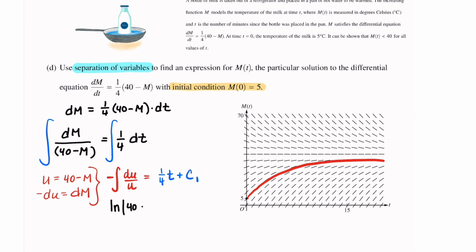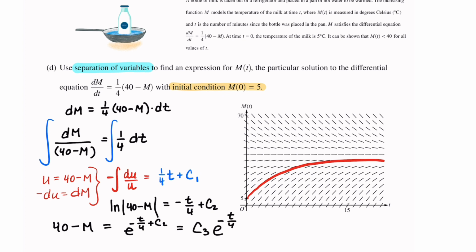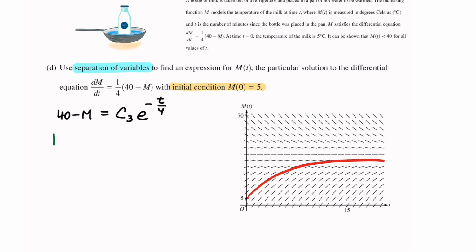We can move that negative to the other side and solve that integral as the natural log of 40 minus m. Then, exponentiating both sides of that equation, we get 40 minus m is equal to e to the negative t over 4 plus a constant, which we can rewrite as a new constant times e to the negative t over 4. So our function solving for m is 40 minus a constant times e to the negative t over 4.